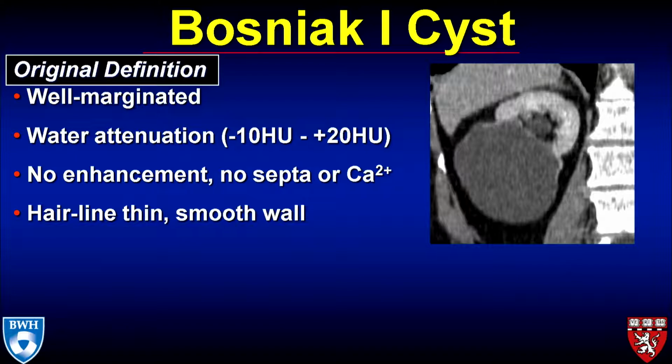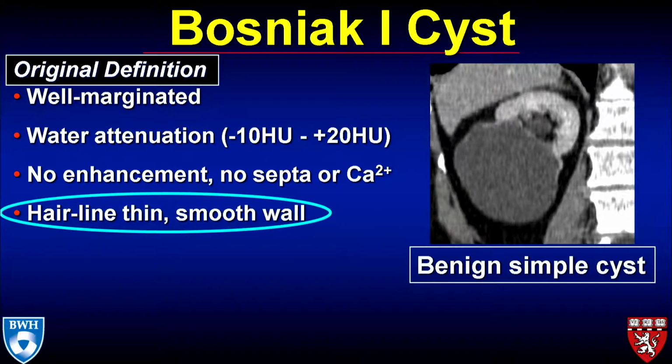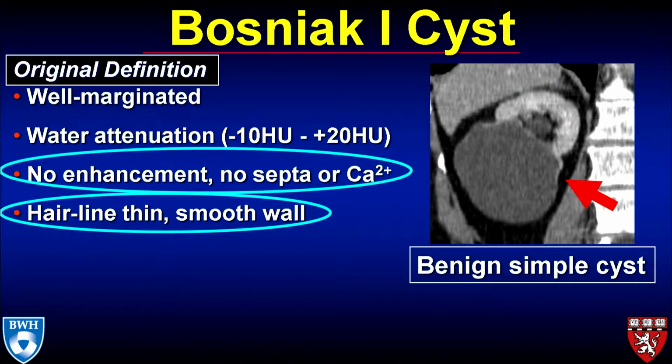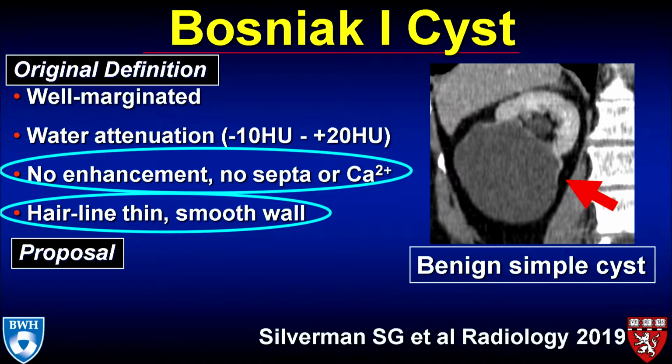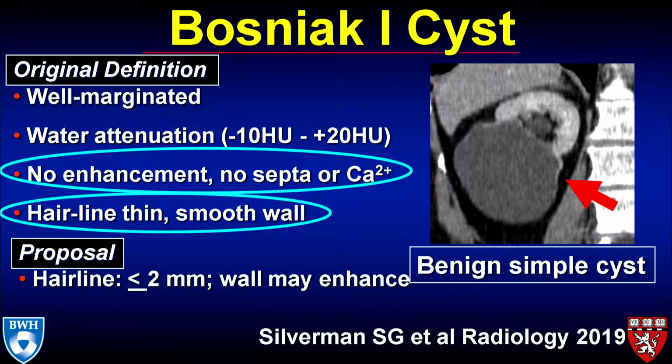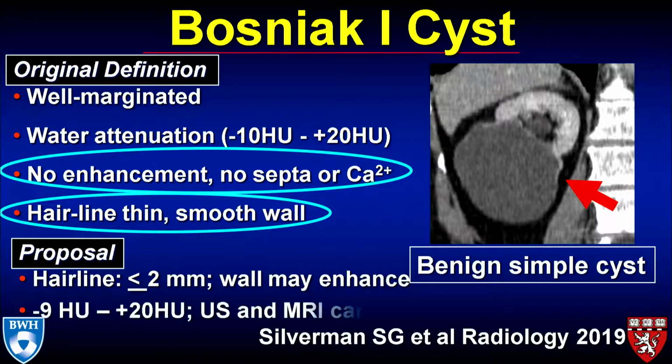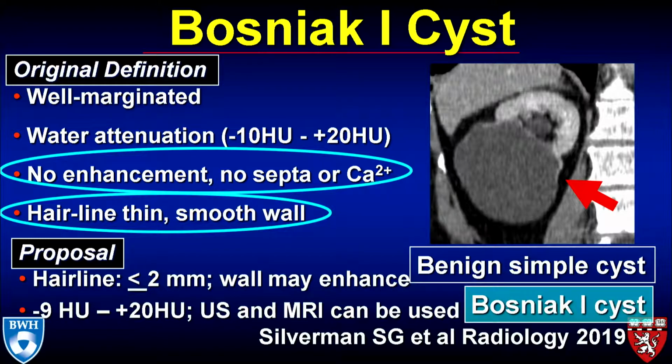So let's briefly overview this. I hope you're familiar with the basics, so I can focus on the proposed changes. A benign simple cyst was defined as having a hairline smooth wall and no enhancement. But look at that lesion there. There's a little enhancing wall there. So the proposal defines hairline as 2 millimeters or less, and we allow enhancement in the wall of a simple cyst, so long as it's thin and smooth. Thin is defined as 2 millimeters. And we can use ultrasound and MRI to diagnose a Bosniak 1 cyst.